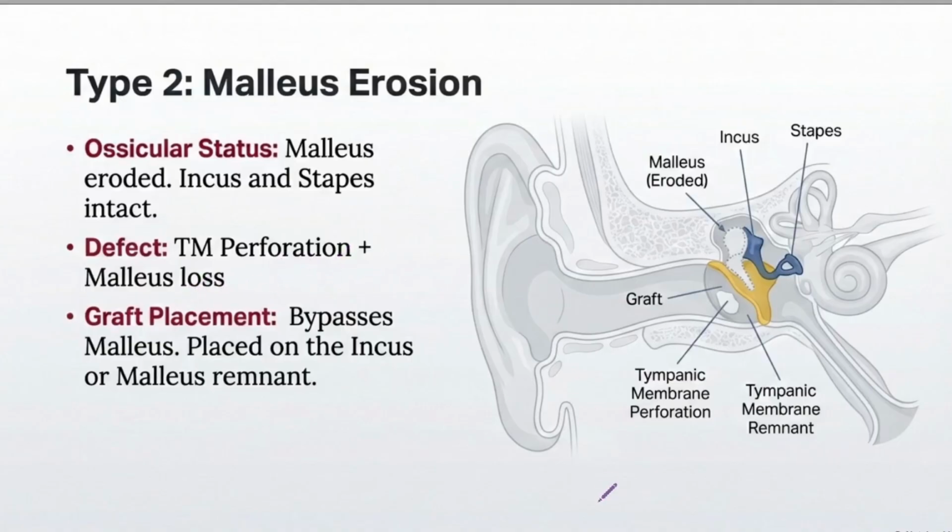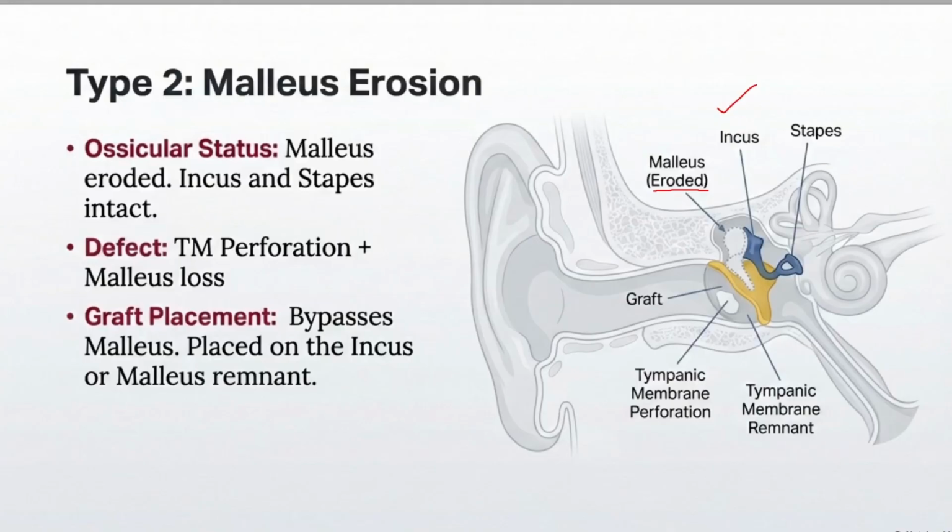So the surgeon goes in and sees the handle of the malleus is damaged, useless. But the next bone in the chain, the incus, that's still okay. Correct, the anvil is still standing. So you can't use the malleus as your tent pole anymore. It's too short or it's jagged, so you have to move down the line. In type 2, the graft is placed deeper. They drape it onto the incus itself. Or a remnant of the malleus, if there's anything left. Exactly. But the target has shifted from the first bone to the second.